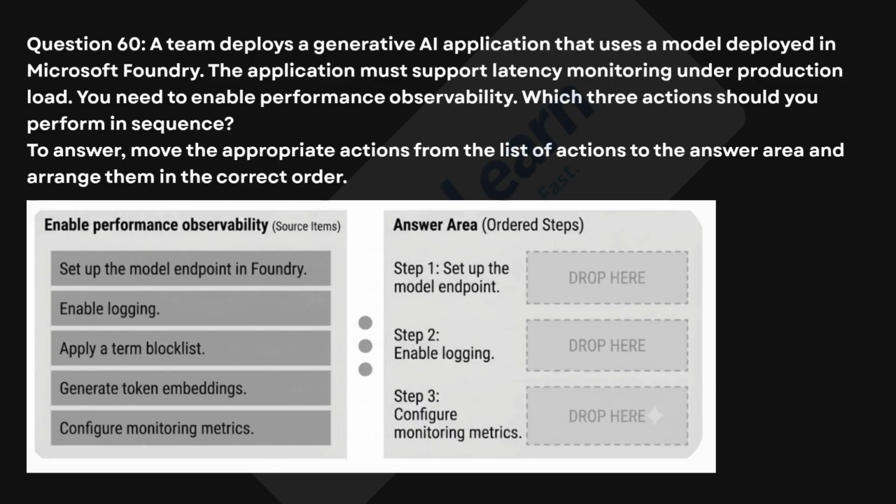Question 60. A team deploys a generative AI application that uses a model deployed in Microsoft Foundry. The application must support latency monitoring under production load. You need to enable performance observability. Which 3 actions should you perform in sequence? To answer, move the appropriate actions from the list of actions to the answer area and arrange them in the correct order.